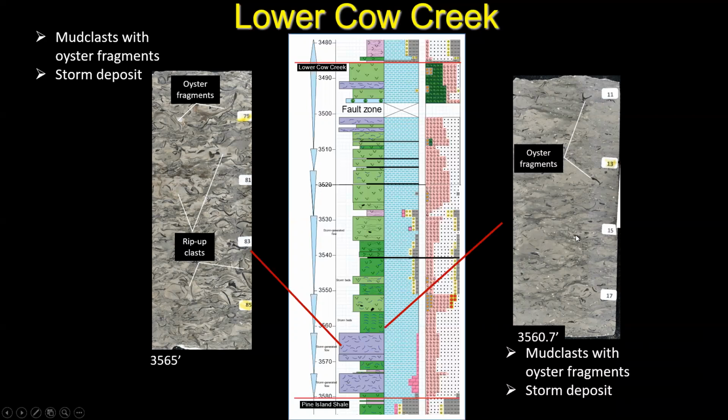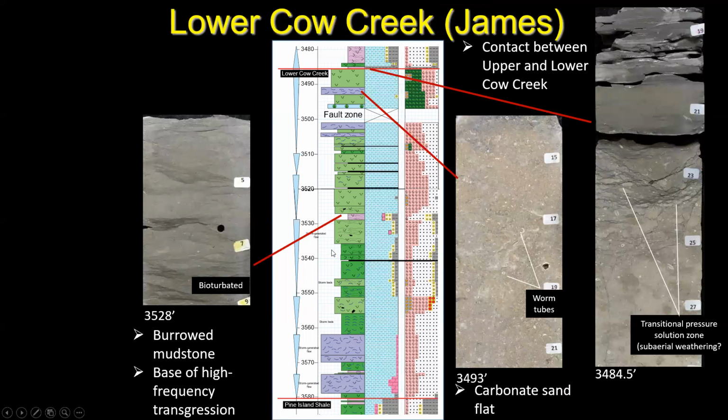On the left is a burrowed mudstone with argillaceous clay wisps. Mudstones are common at the base of high-frequency cycles, indicating deeper and lower energy conditions. The core slab second from the right, this one right here, is a carbonate grainstone, suggesting a carbonate sand flat. It's fairly well sorted, and it pretty much lacks any mud.